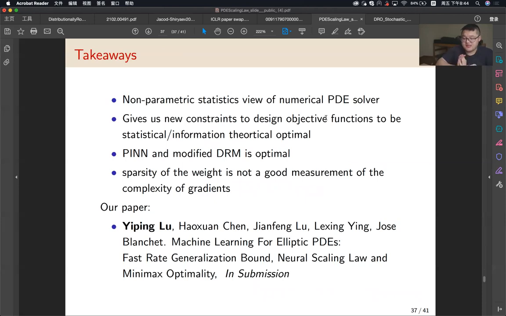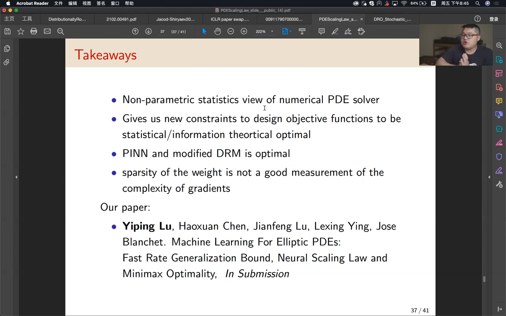So here is the takeaway of today's talk. We introduce a non-parametric statistics view of the numerical PDE. We give lower bound and upper bound, and for the modified deep risk method and Ping, we say that they are matched. So this also gives us some new constraints to design function spaces and objective functions. What we need to consider is actually not random complexity, but a localized one, and also the Sobolev norm localized one.